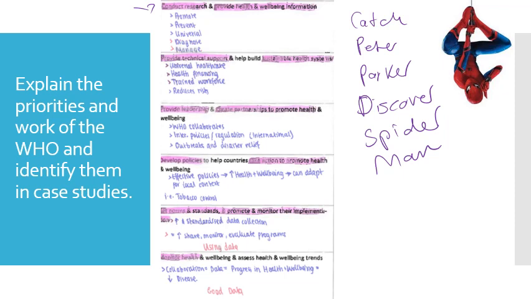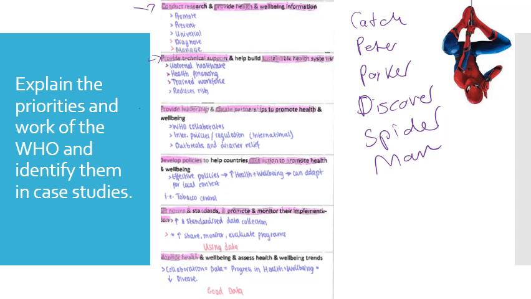Universal healthcare is really important for this. Diagnosing and managing things. So yeah, that's the kind of keywords for this section. P is providing technical support to help build sustainable health systems. That includes universal healthcare again, health financing, having a trained workforce, reducing risks, that kind of stuff.